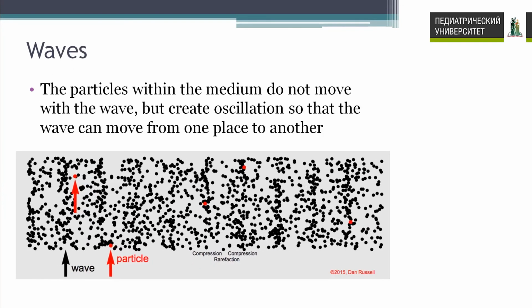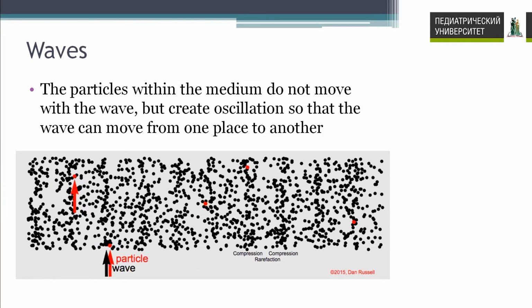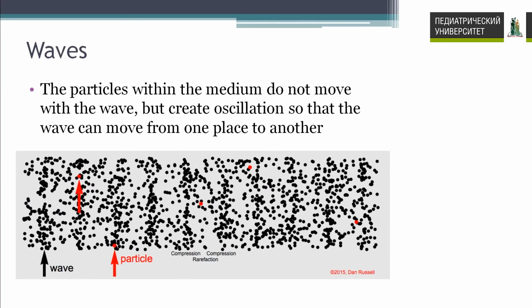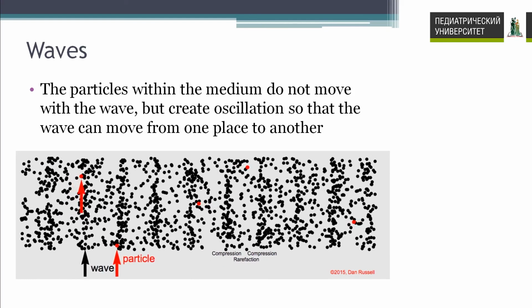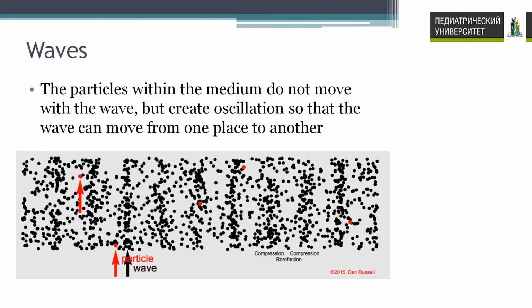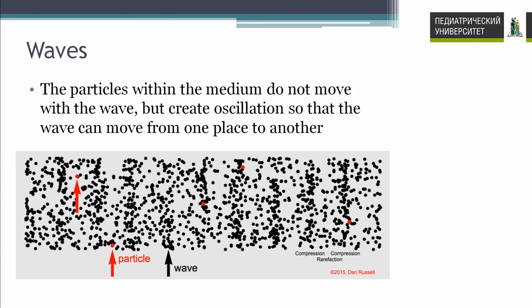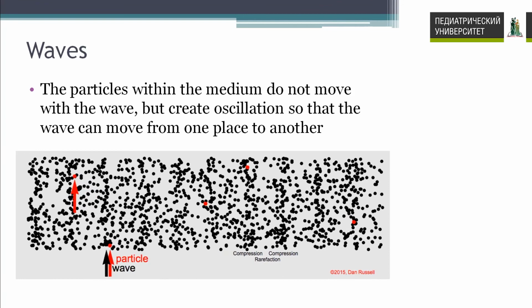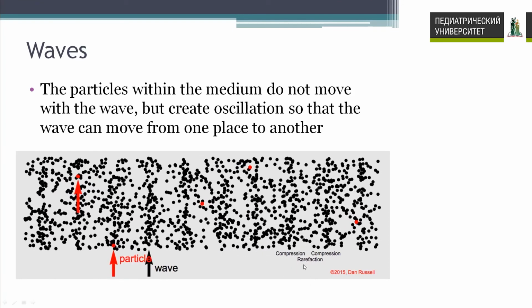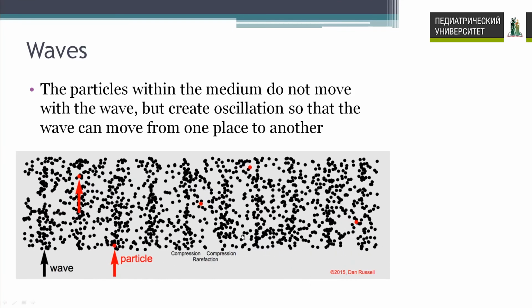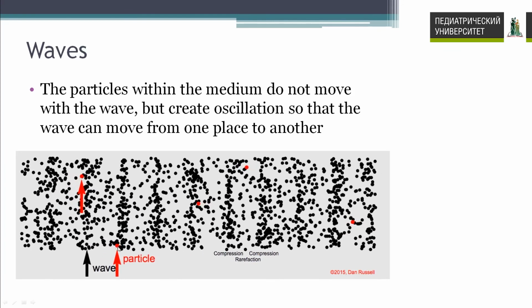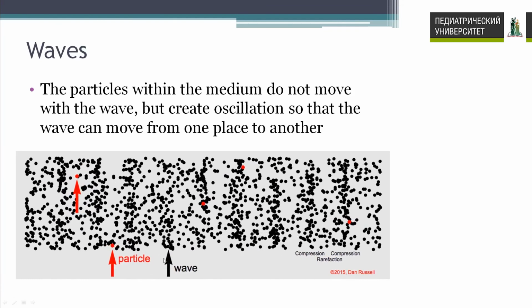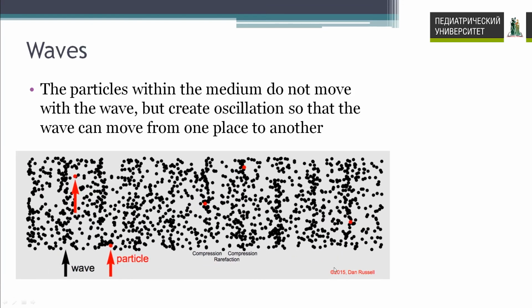We must also learn that the particles in the medium don't move with the wave, but create oscillations, so that the wave can move from one place to another. You can see in this picture how the compression and rarefaction spread through the medium, and what about the particles? The particles oscillate, and the wave spreads through this medium.